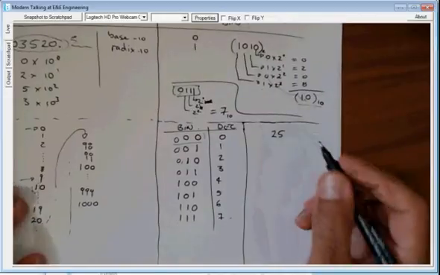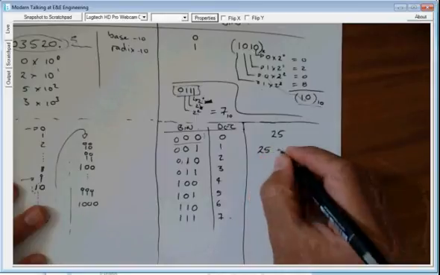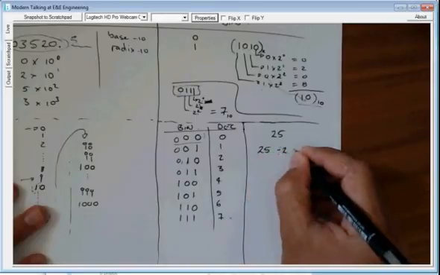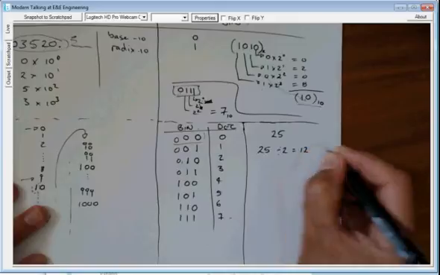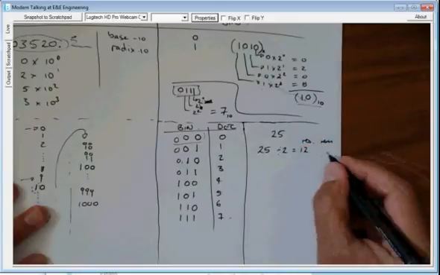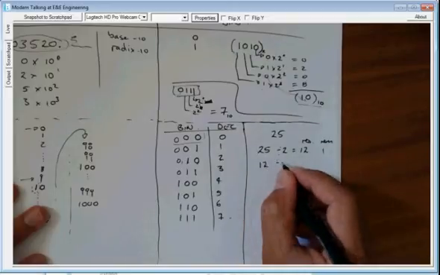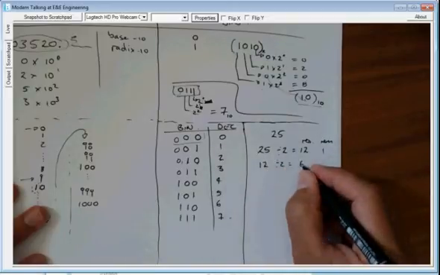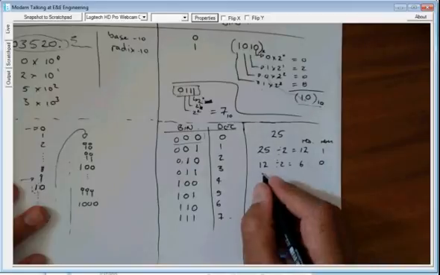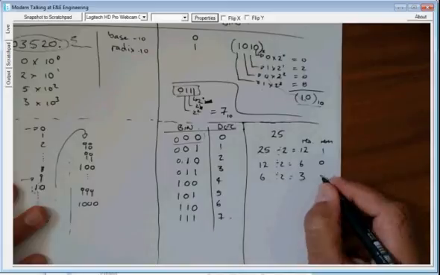How would I do that? Well, the way you do that is quite simple. You say 25 divided by 2 is equal to 12. This is the result. This is the remainder, a remainder of 1. 12 divided by 2 gives you 6 with a remainder of 0. 6 divided by 2 gives you 3 with a remainder of 0.